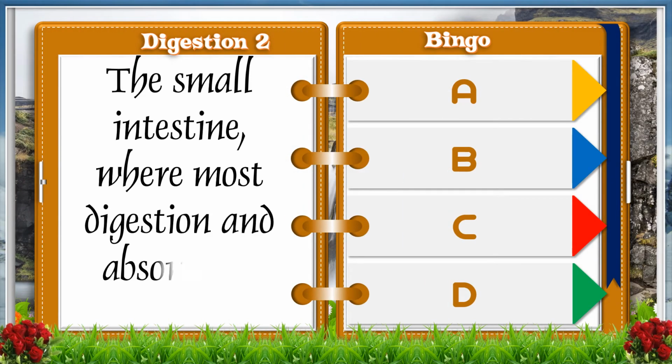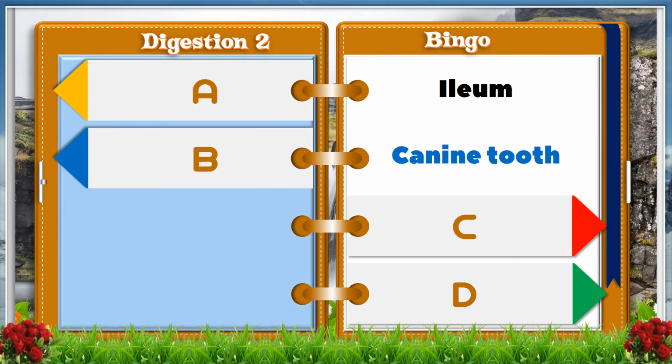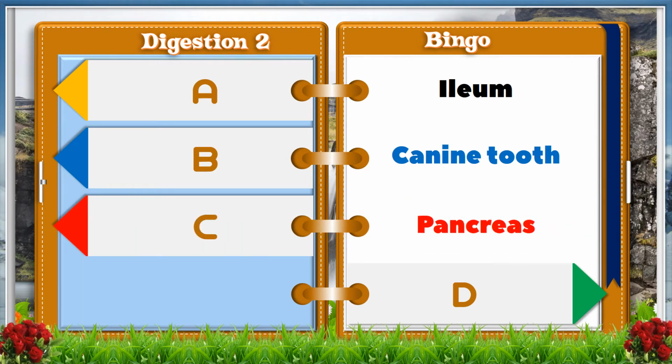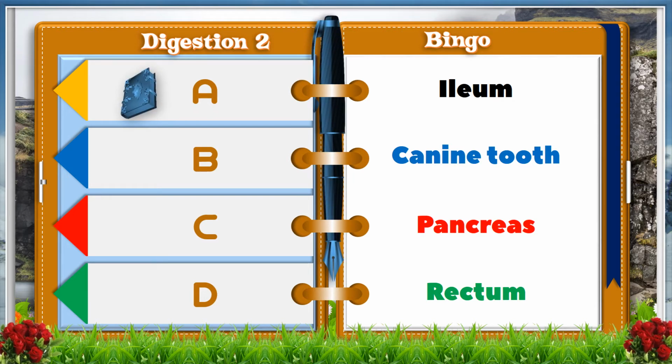The small intestine, where most digestion and absorption occurs. A. Ileum. B. Canine tooth. C. Pancreas. D. Rectum. And the answer is A. Ileum.